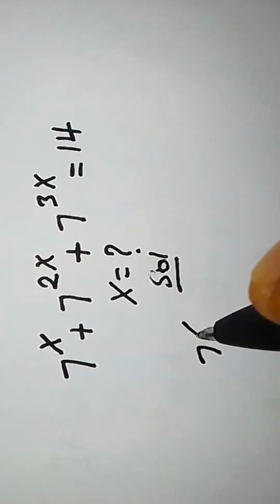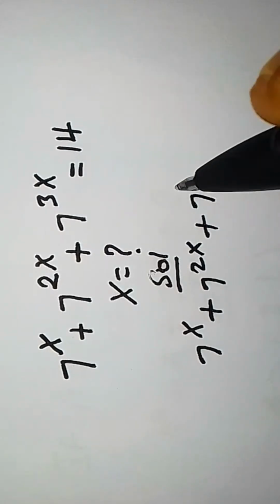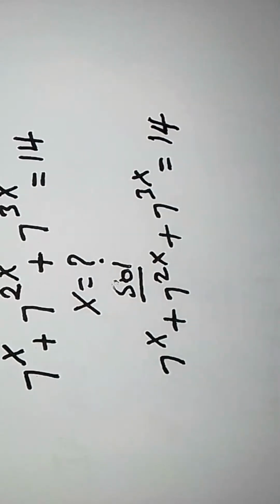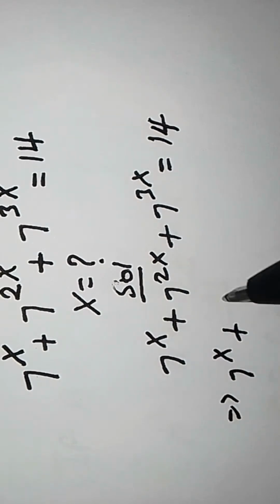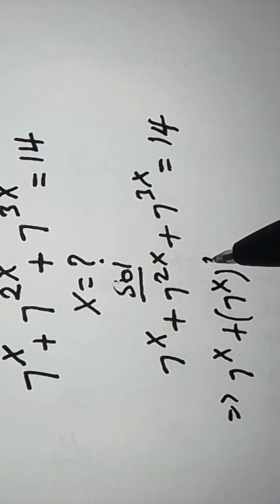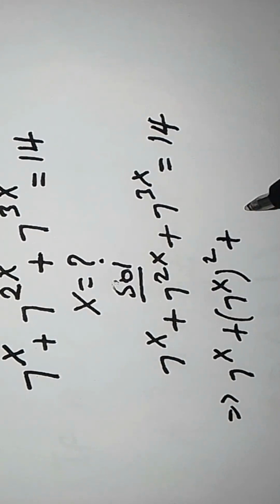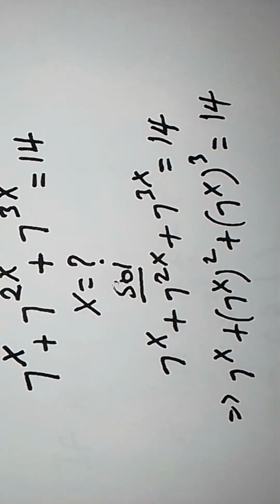We have 7 raised to x plus 7 raised to 2x plus 7 raised to 3x equal to 14. This means that 7 raised to x plus 7 raised to 2x could be written as 7 raised to x times 2, plus 7 raised to 3x can also be written as 7 raised to x times 3, equal to 14. Let's proceed further.